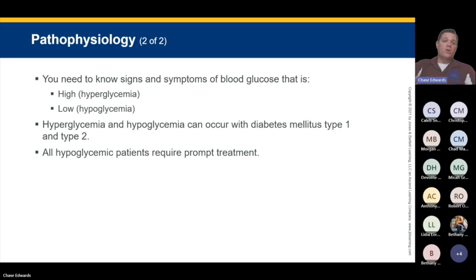Hypoglycemia can develop if a person takes his or her medications but fails to eat enough food, or if they take too much medication, resulting in low blood glucose levels despite normal dietary intake. Those are some things that can happen. No matter what, all hypoglycemic patients require prompt treatment.